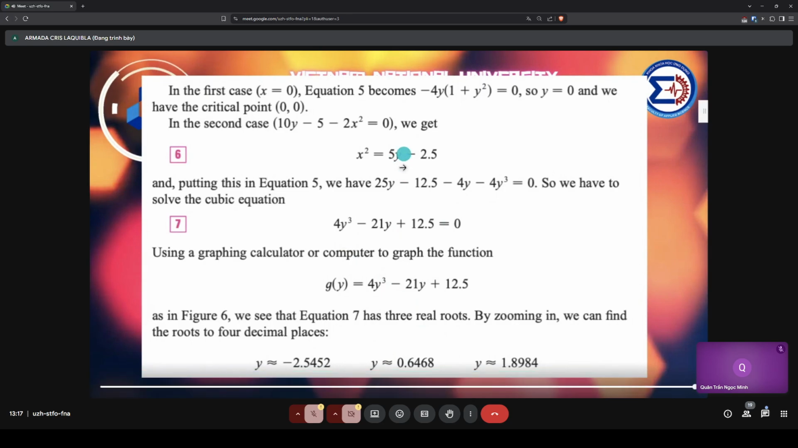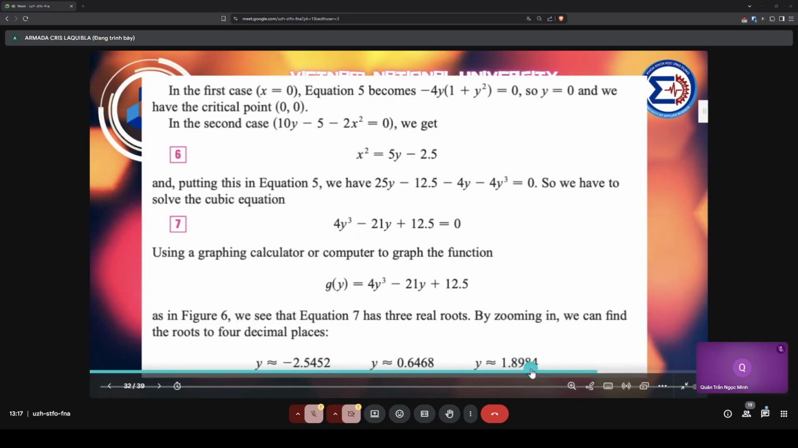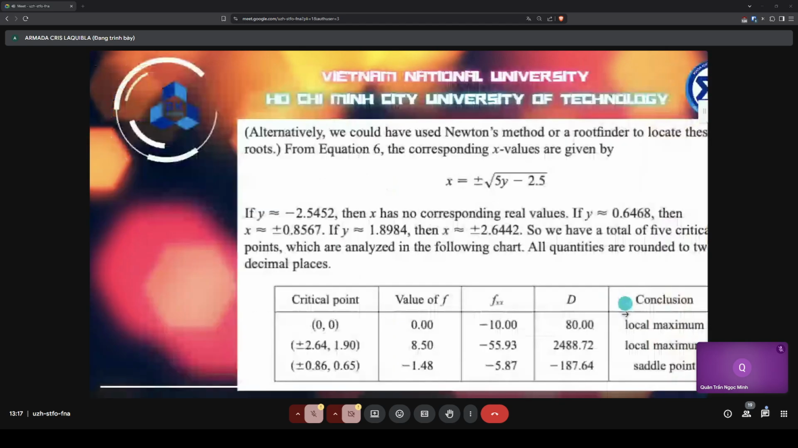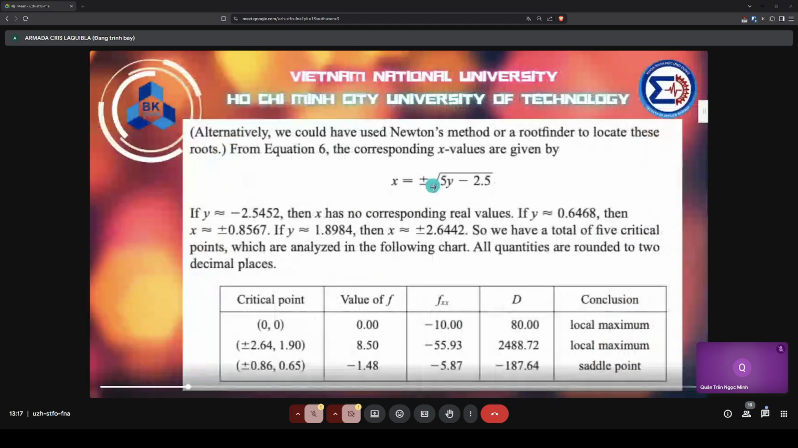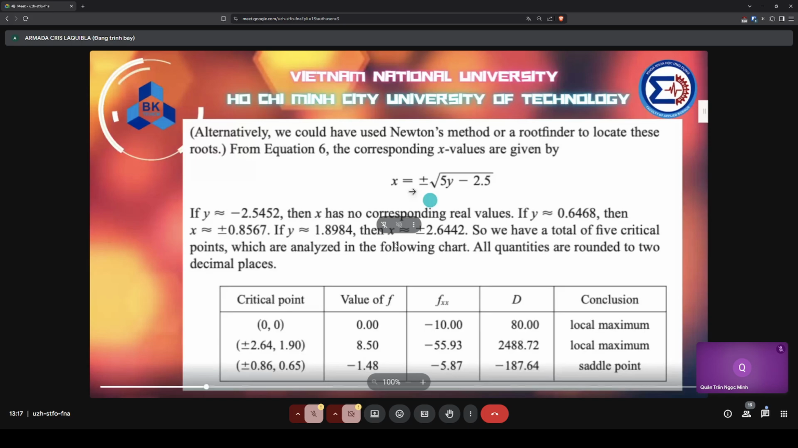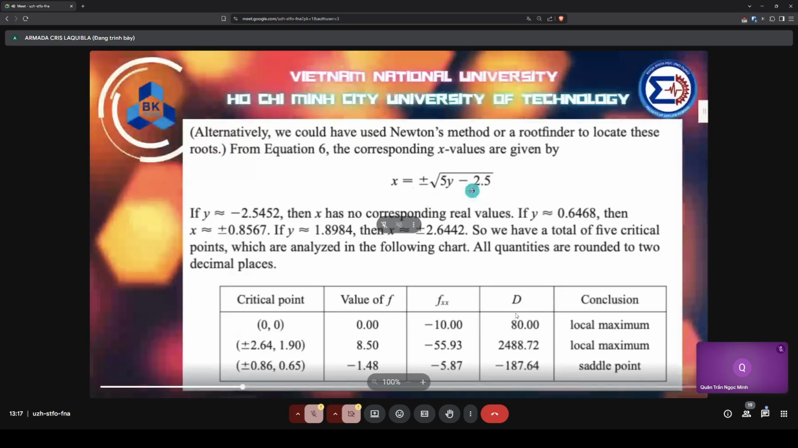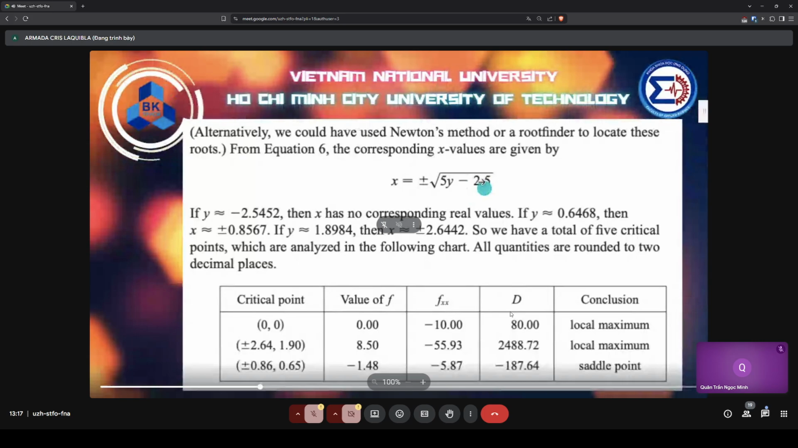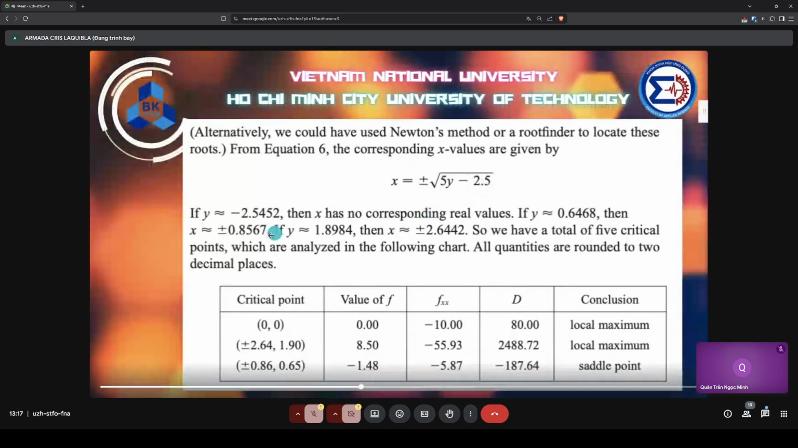In here, you substitute it in the x squared is equal to 5y minus 2.5. Then take the square root of both sides. Only those with a positive square root, a square root of positive numbers, will be the answer for your x. And you will get this x value: positive negative square root of 5y minus 2.5, because there's an x squared there, right? Now you substitute the three values that you had.